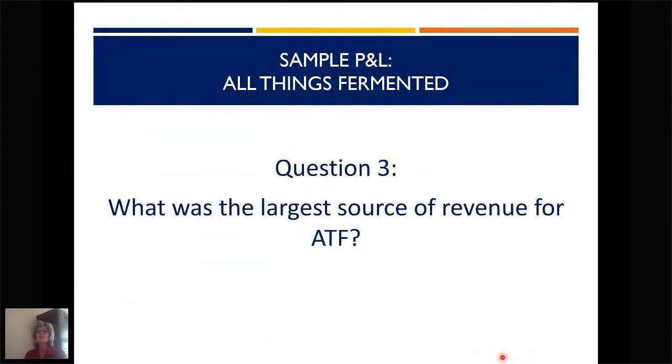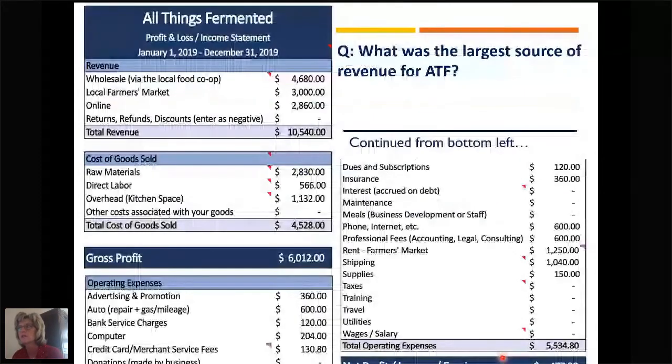So what is the largest source of revenue for All Things Fermented? What is the largest source of revenue? They've got 3 types of it. Wholesale. Yeah, absolutely, Marissa. So you won't always have the largest source come first. In this case, it just happens to be listed first. And again, with 2020, everything got turned on its head. So you used to make most everything wholesale, could have gone online this year. But yep, that's correct. It is wholesale.